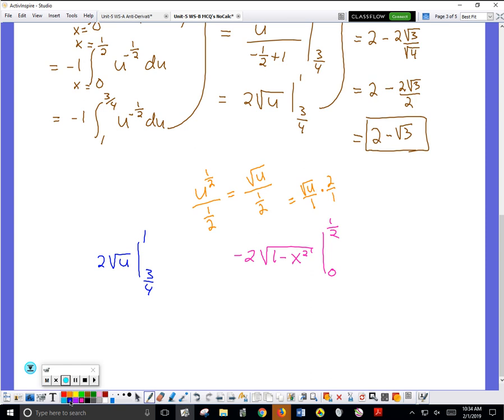So here, we take 2, plug in the 1, subtract 2, plug in the 3/4. Here, negative 2, square root, 1 minus, now we're plugging in the 1/2, right? But notice 1/2 squared is 1/4, minus 1 is 3/4. It's right there. You see it? Yeah, it's the same thing, just a different order.